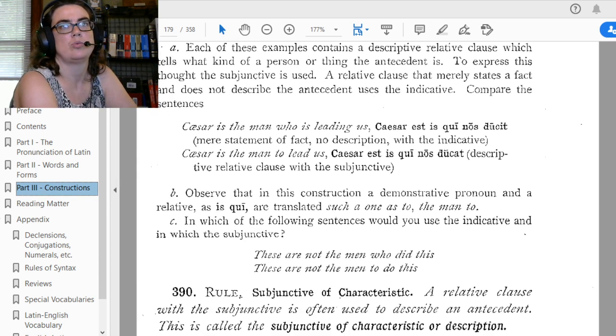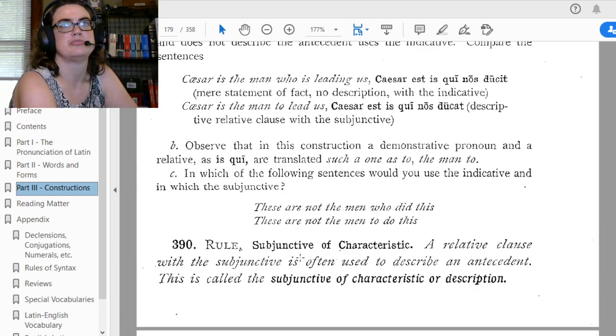So we'll compare these two sentences here. Caesar est qui nos ducet. Caesar is the man who is leading us, indicative. Caesar est qui nos ducat. So you'll see the difference between ducet and ducat, subjunctive. Caesar is the type of person who leads us. Caesar is the one who should lead us. Caesar is the type of man we need to lead us. So that's the idea.